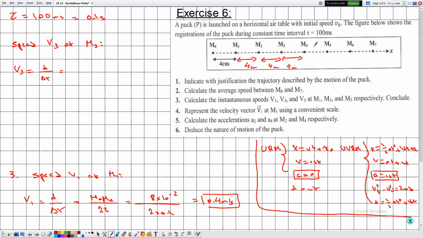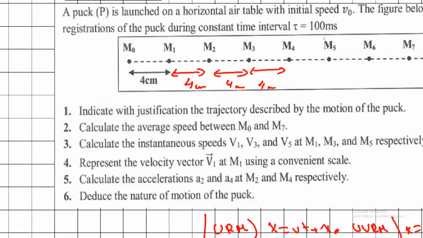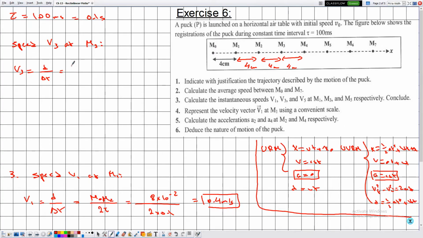So d is the smallest distance around the point M3, which corresponds to 8, which is 4 plus 4, which is this distance M2 M4, divided by 2 tau, which is equal to 8 times 10 to the power minus 2 divided by 2 times 0.1, which is also equal to 0.4 meters per second.